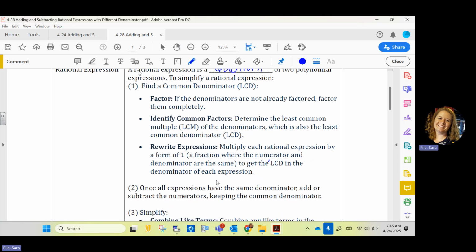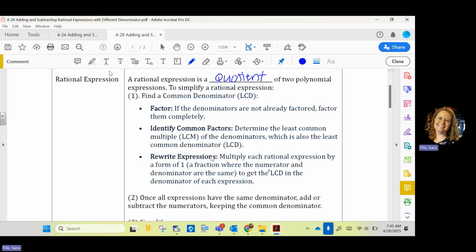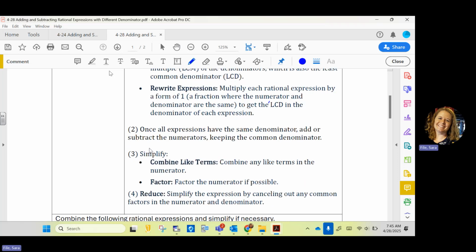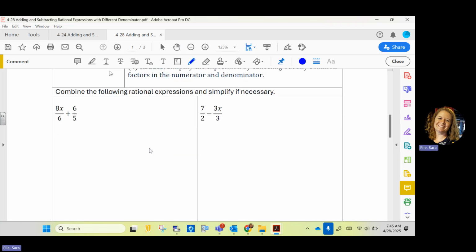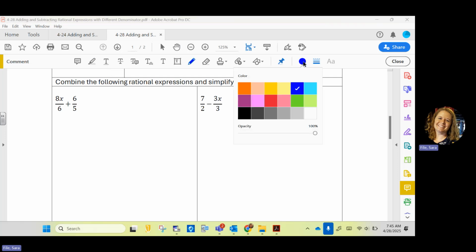Once all of the expressions have the same denominator, then you're adding or subtracting the numerators. So then it's like what we just did on the 424 page of notes. So we've got this extra step here of finding a common denominator first. Then the rest of these steps are the same as what we were just doing. All right, so let's put those kind of confusing words into action here.